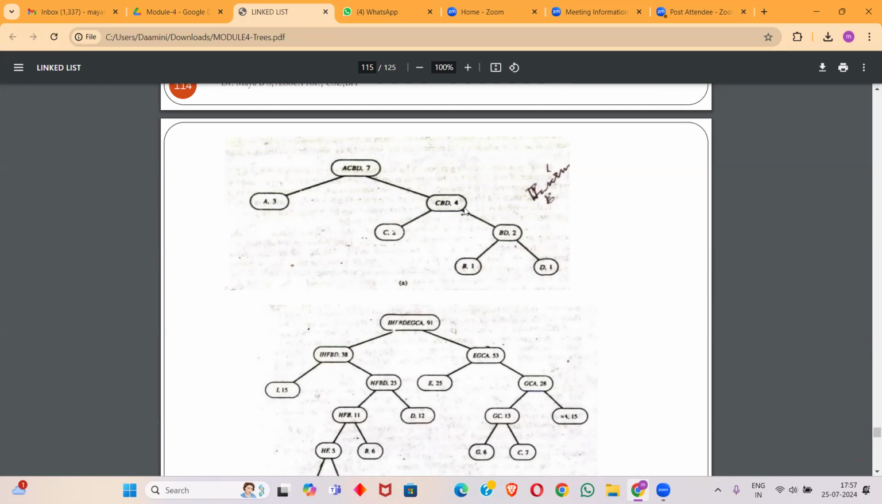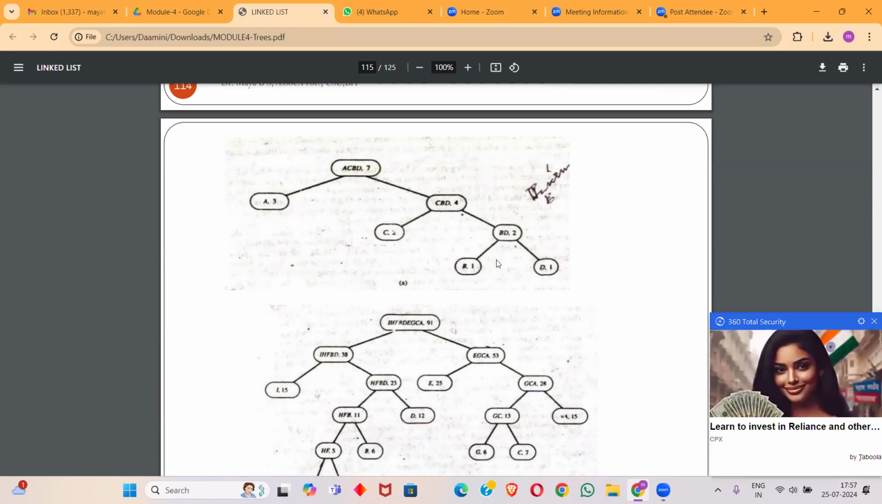I got a 4. Then how many times is A occurring? A occurs 3 times, so you can take A with 3. According to that, you can write ACBD of 7. See, depending upon the occurrence of those symbols, I am constructing a Huffman tree. So this tree shows that the Huffman algorithm is working.